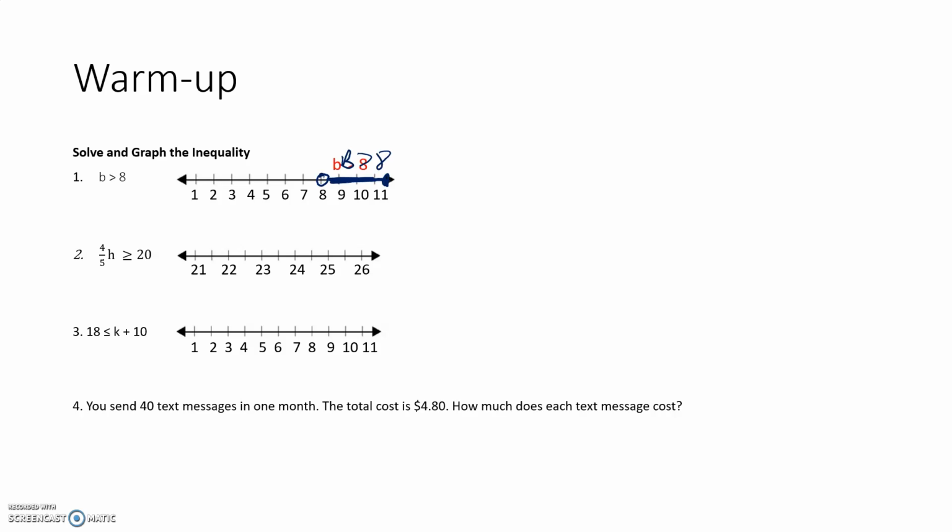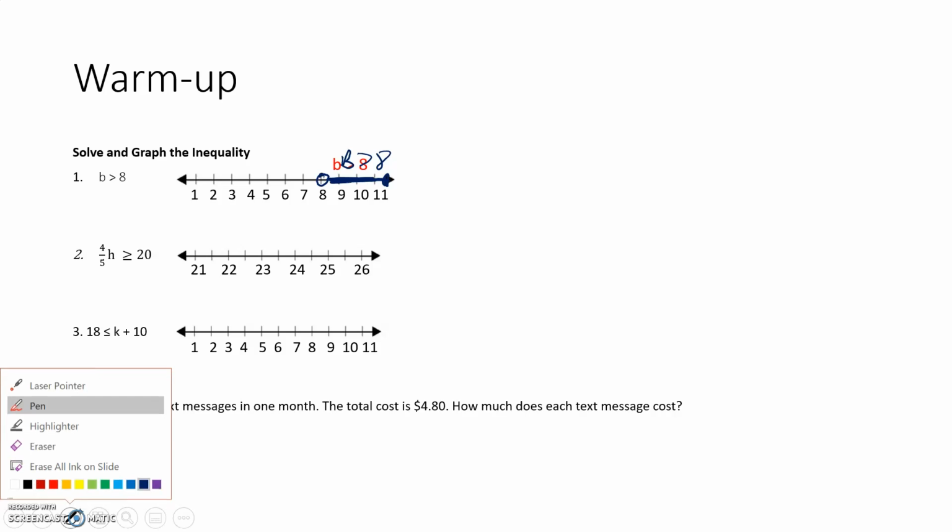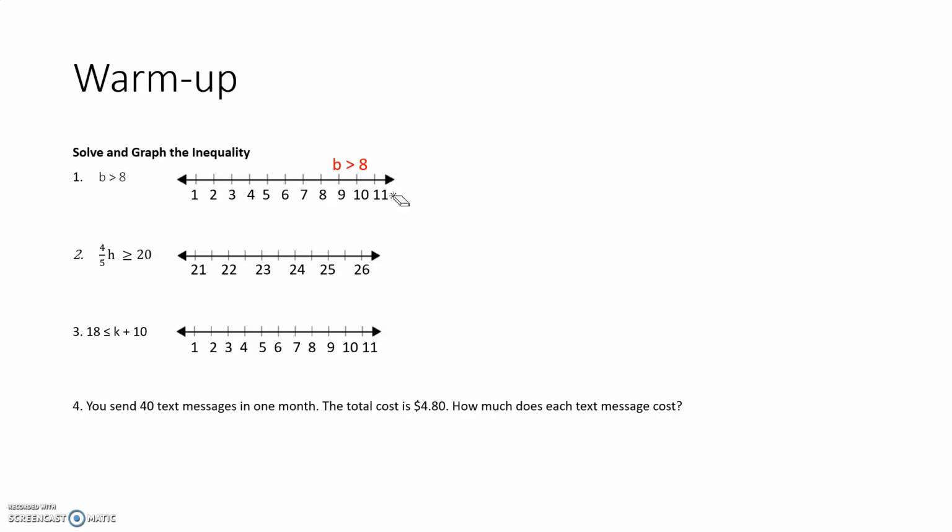Oh, sorry. Let me give you guys the answers if you don't need to watch the video. So number one, b is greater than 8. Number two, h is greater than or equal to 25, and number three, 18 is less than or equal to k. Then number four, each text message is 12 cents. All right, so if you're good with your answers, go ahead and start working on the lesson.